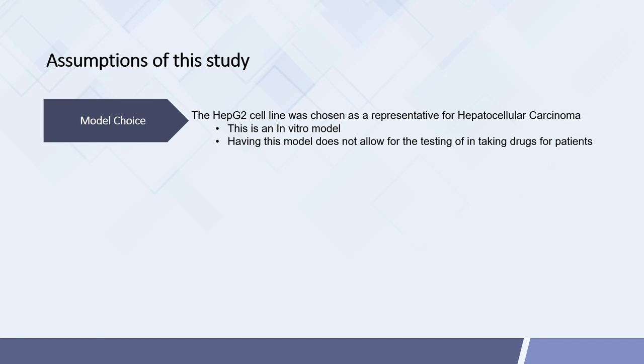I want to go on and talk about some of the assumptions of this study. So my experiment uses an in vitro model using the HepG2 cell line as a representative for hepatocellular carcinoma. These cells serve as a good representation of real human liver cancer because they hold a lot of the same phenotypes as cancer holds in patients in the real world. Furthermore, this cell line has been proven through multiple studies as an excellent representation of liver metabolism and environmental cytotoxicity.